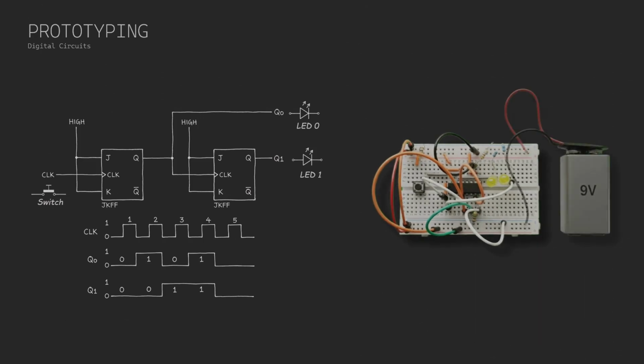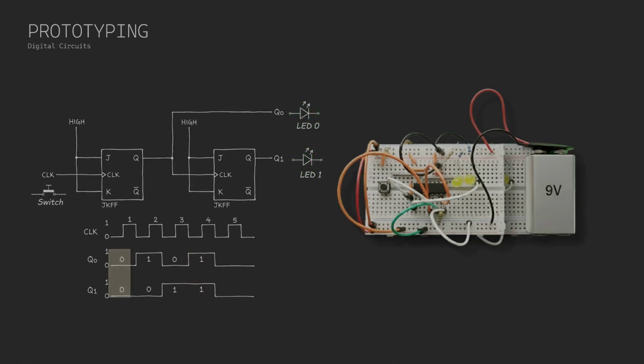We will now give one clock pulse to the JK flip-flop by pressing the switch button. LED 0 will glow, giving us the first count transition from 00 to 01. Let's press the button again. We got 01 to 10. Let's press again. We got 10 to 11. Finally, the LEDs will turn off, returning to the initial count state 00.